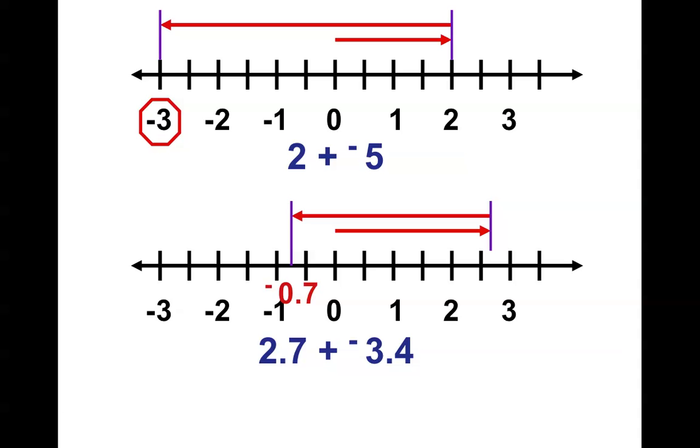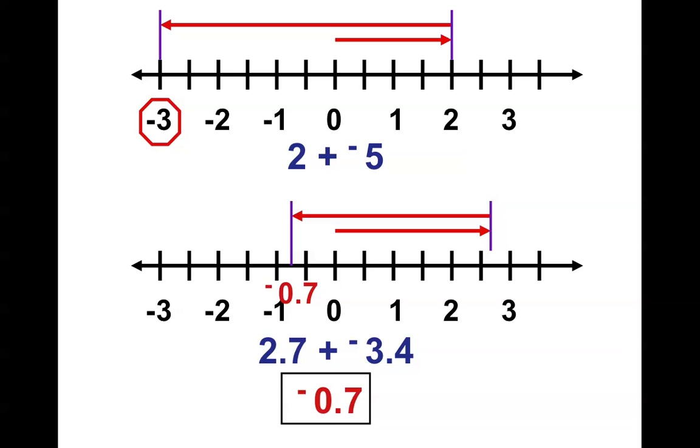Now it's not quite as intuitive as the previous problem, but we realize that we are still going to the right for positive, to the left for negative. When we go in opposite directions, we are taking away 2.7 from the 3.4, and 2.7 minus 3.4 would get you your 0.7. Since there were more, the negative line was longer, the line to the left was longer, that's why the answer is negative.